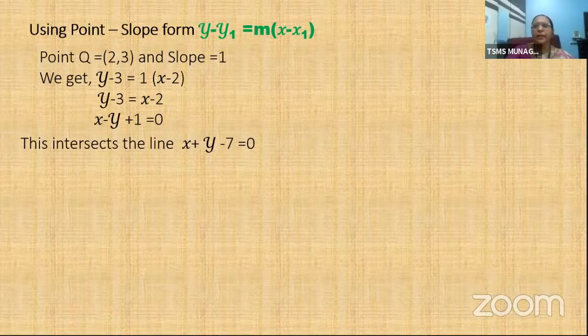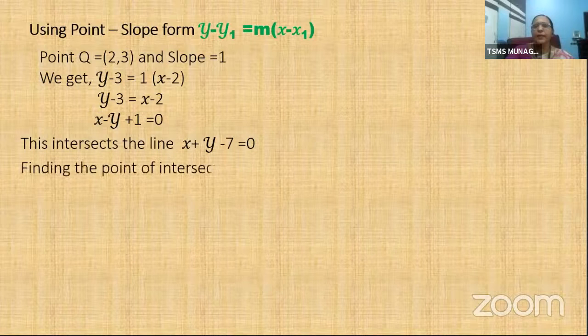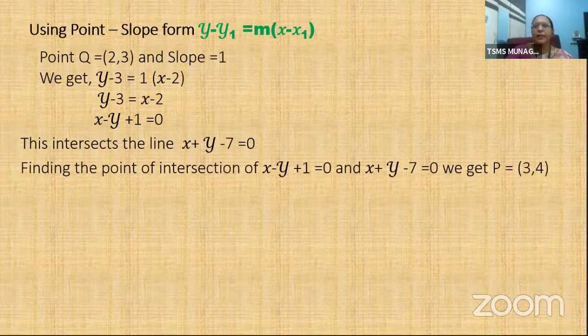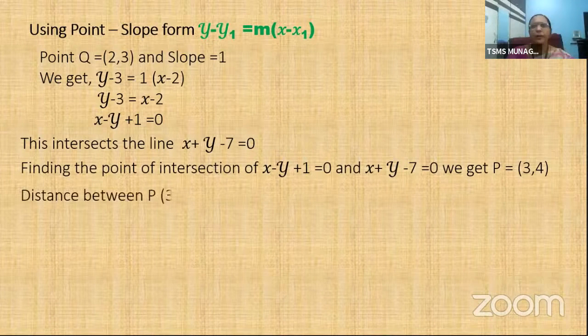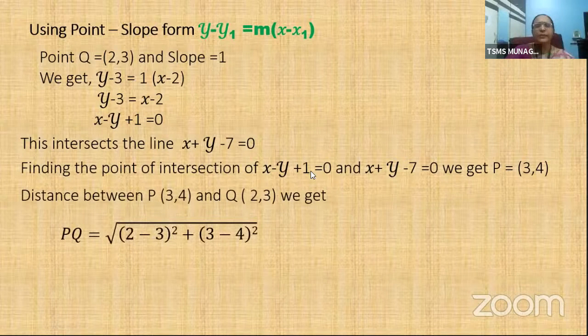So we have to find the point of intersection, is it not? So now the choice is yours. You can either solve these two lines using your elimination process, which you have learned in your 10th class, or use the formula B1C2 minus B2C1 by A1B2 minus A2B1, either of it. See, the lines are very simple. By simply adding these two lines, x minus y plus 1 equal to 0 and x plus y minus 7 equal to 0, y will get cancelled.